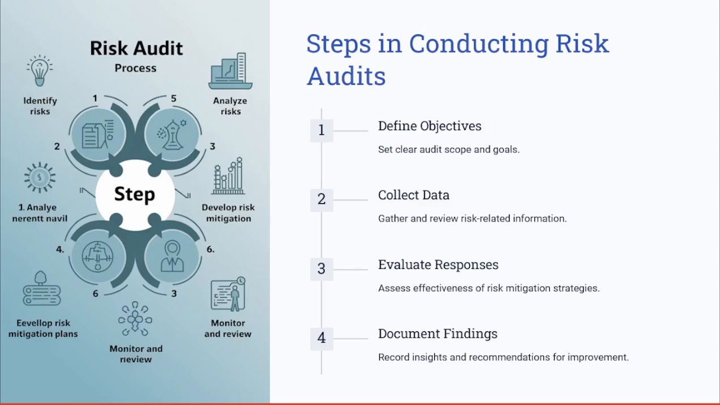Here are the key steps involved when conducting a risk audit. Conducting a risk audit involves systematic steps. First, you need to define the audit objective and scope. Next, you need to collect and review risk-related data. Third step, evaluate the effectiveness of your risk responses. Finally, you document the findings and recommendations.